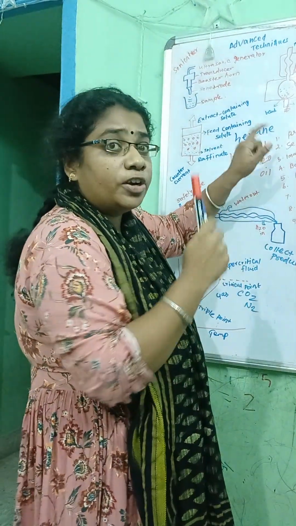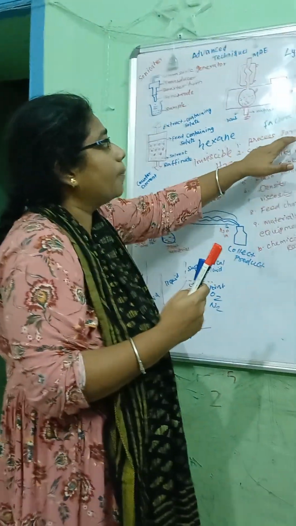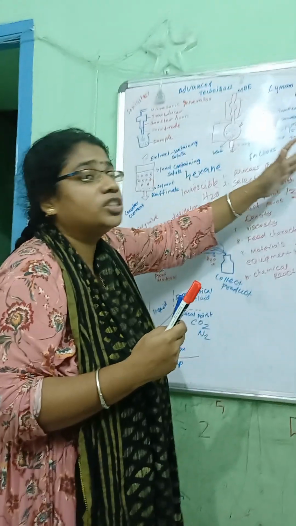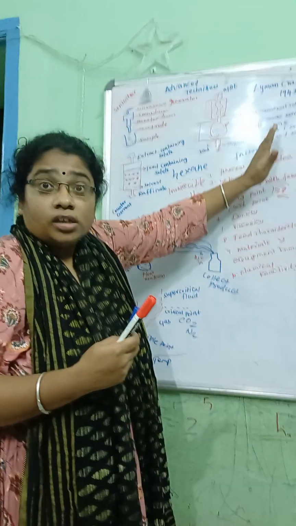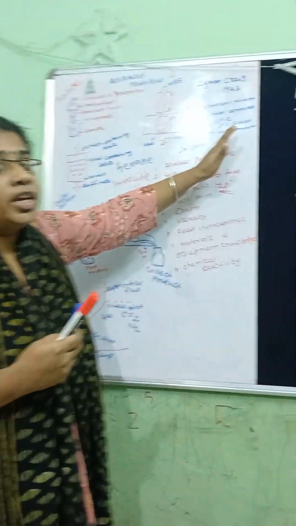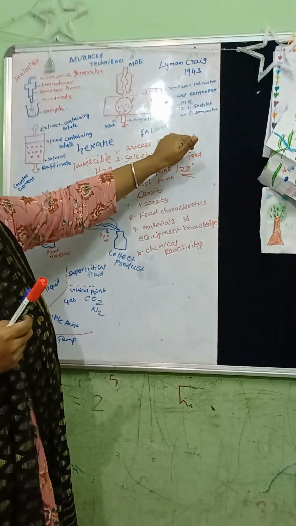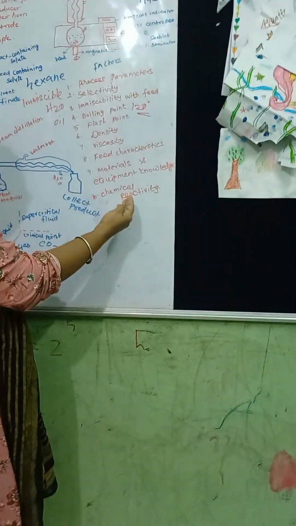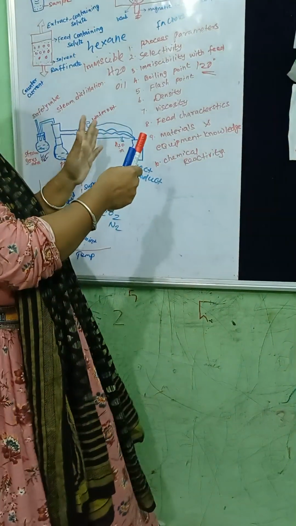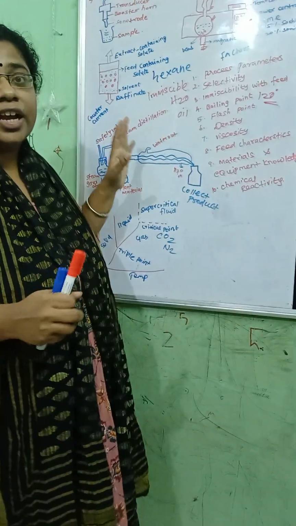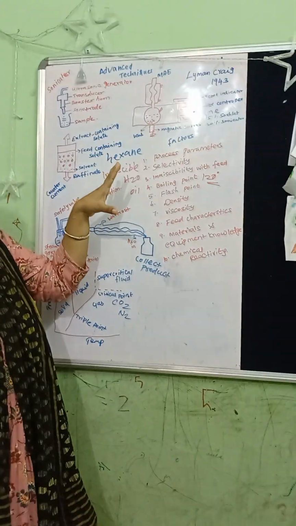Then what is the selectivity of the product you are choosing? What are the parameters? That is temperature, density and viscosity, and the chemical characteristics of the nature, and what chemical reactions are going to happen. So that's all about the second unit. These are the end topics of the second unit. Thank you.